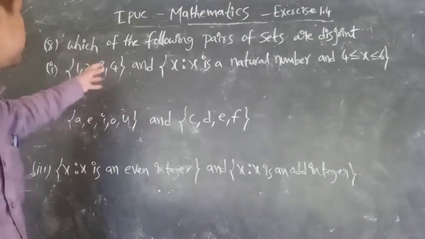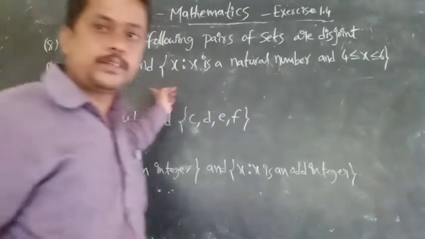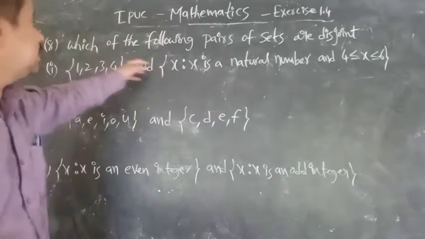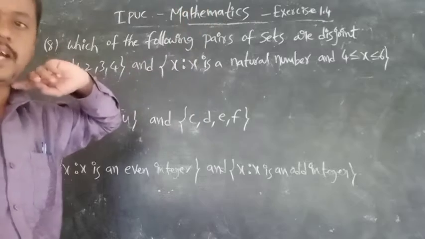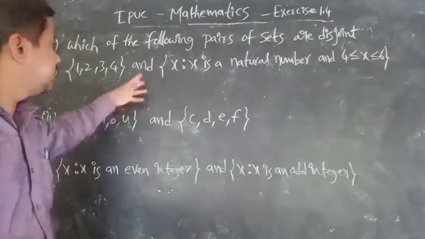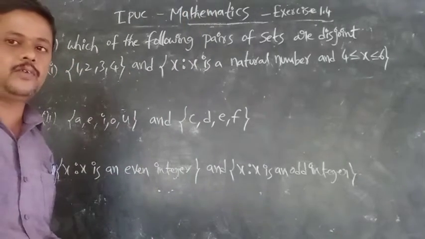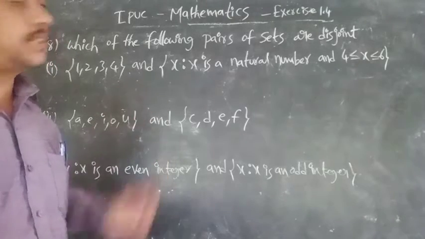Next, question number 8. Which of the following pairs of sets are disjoint? There are three questions here. You have to find out which pair of sets are disjoint.